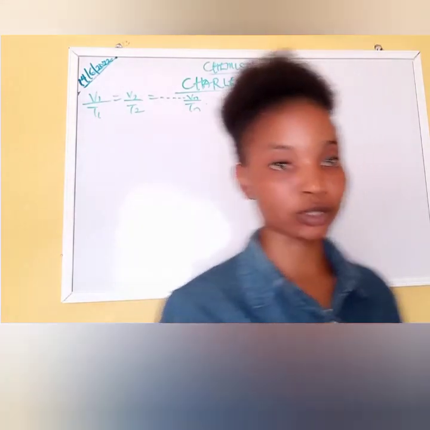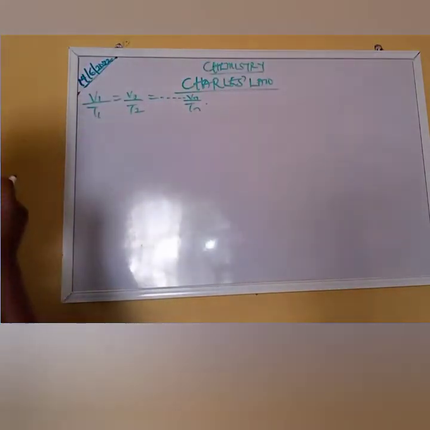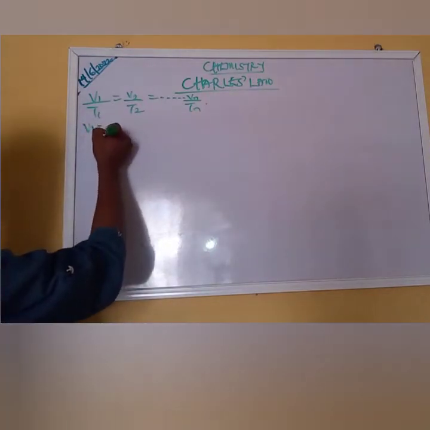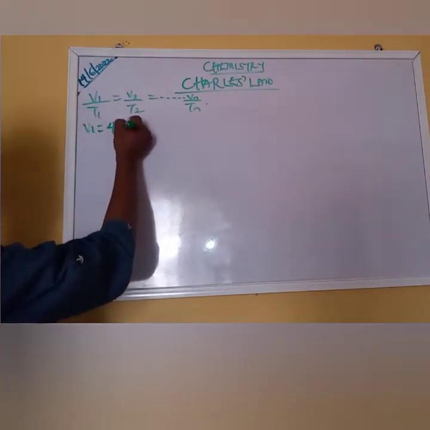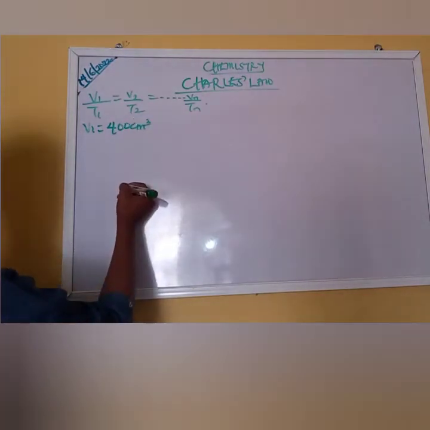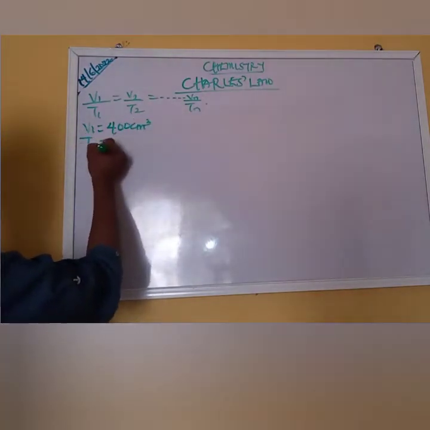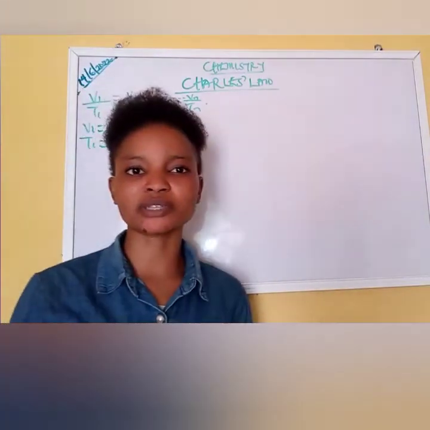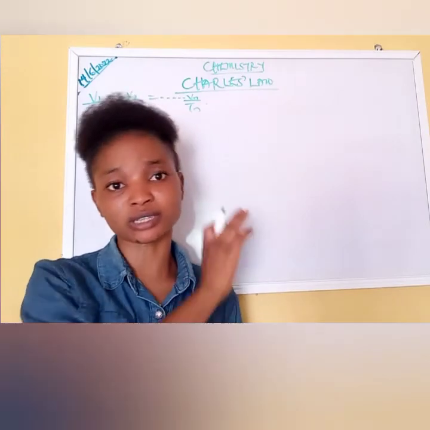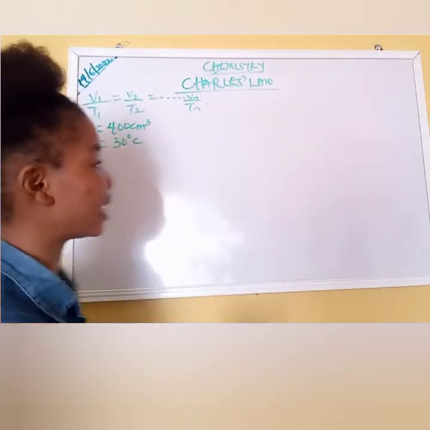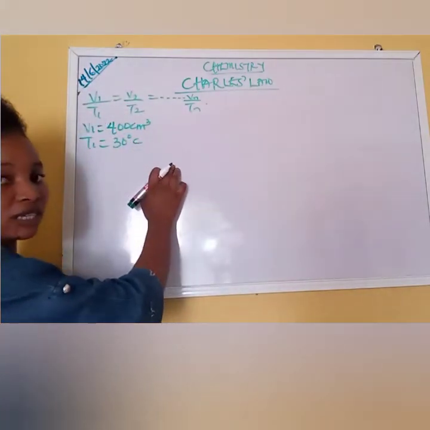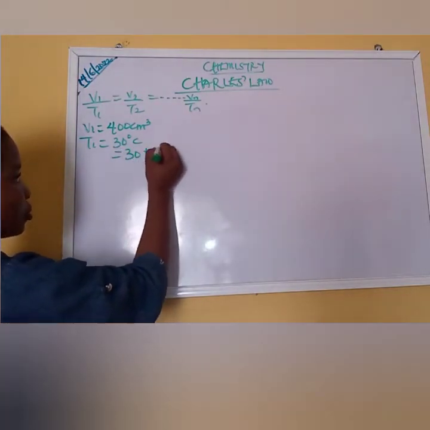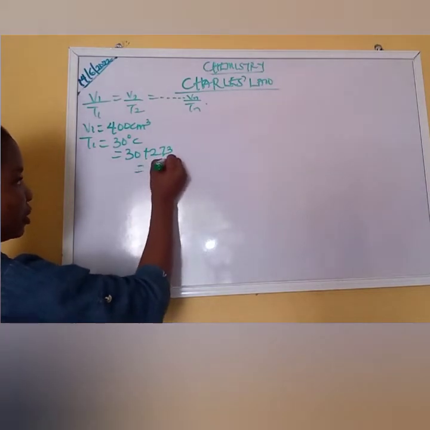Number 1 question talks about Charles' law, so we have to use Charles' law in solving it. We'll be given our V1. Our V1 is 400 centimeter cube. The T1 we're given is 30 degrees Celsius, and because Kelvin is the only unit used in these gas laws, I have to add 273 to give me my Kelvin. Therefore I should have 30 plus 273 to give me 303 Kelvin.